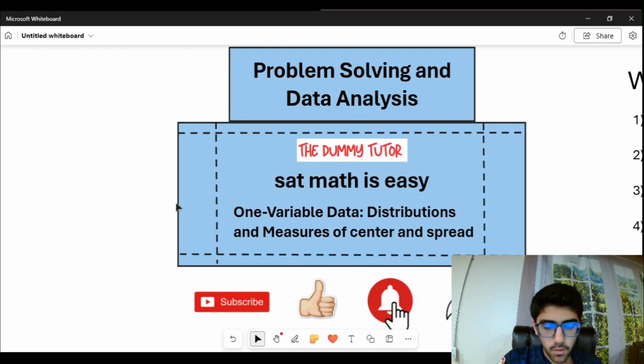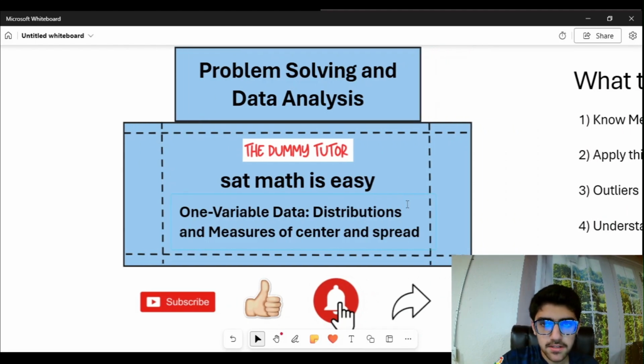Today our topic will be one variable data, distributions, and measures of center and spread. That might sound like a difficult topic or something that's going to be extensive, but it's mainly just going to be mean, median, range, and mode. And if you don't know what that is, I'm going to go over that and some examples of it. And by the way, this is within the problem solving and data analysis domain. And let's just get straight to it.